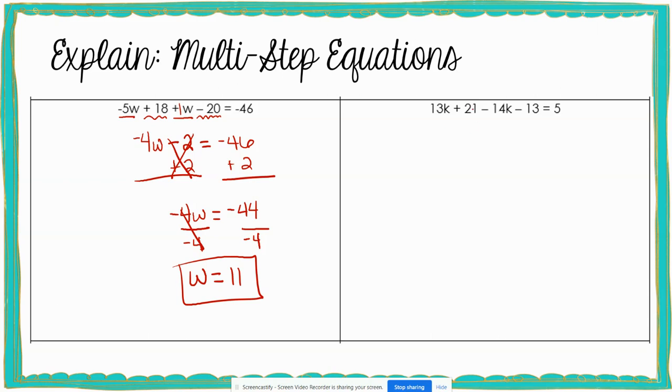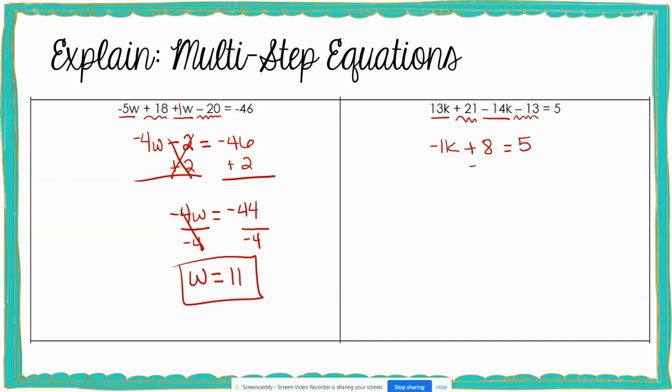Next, I have 13k plus 21 minus 14k minus 13 equals 5. Well, I need to put 13k minus 14k together. 13 minus 14 is negative 1, so this is the same as saying negative 1k, or you could just write negative k. Then I have 21 minus 13. Well, positive 21 minus 13 is positive 8, so I would write plus 8. And then all of this equals 5.